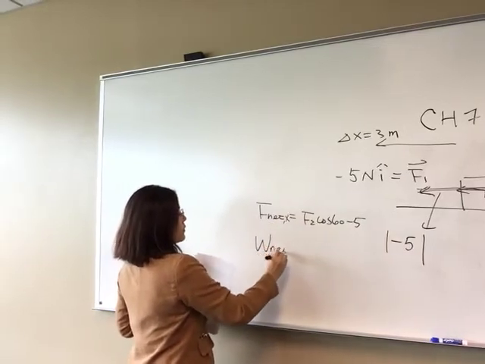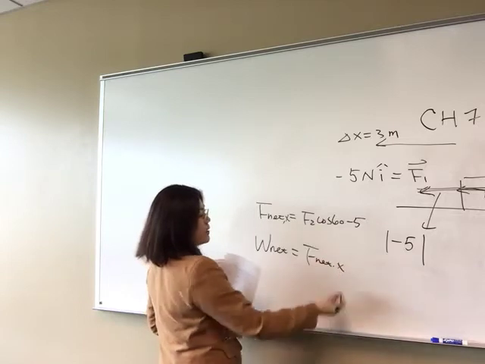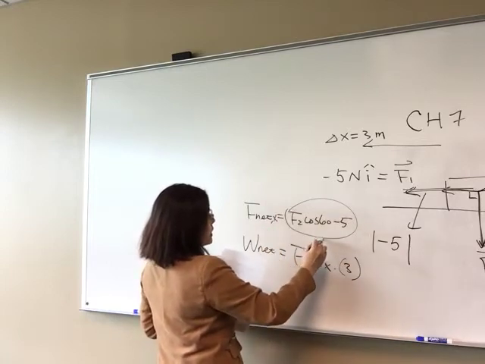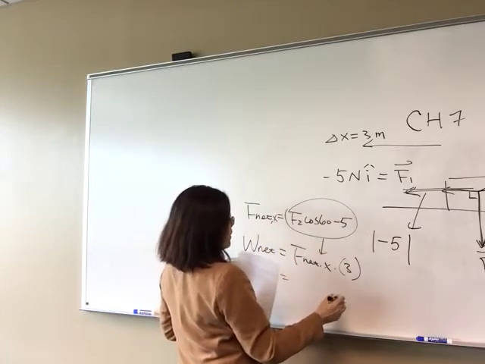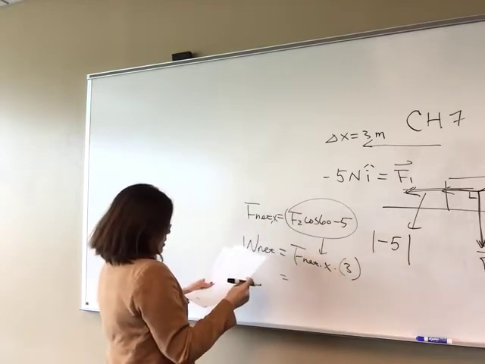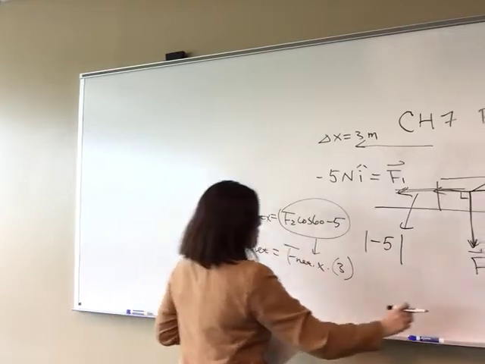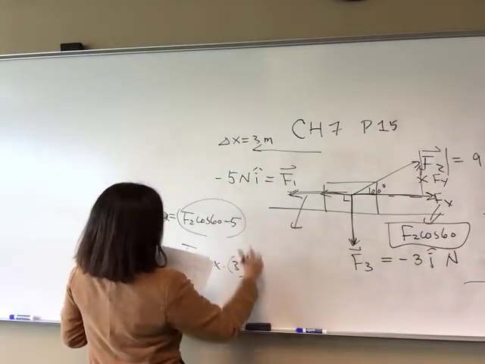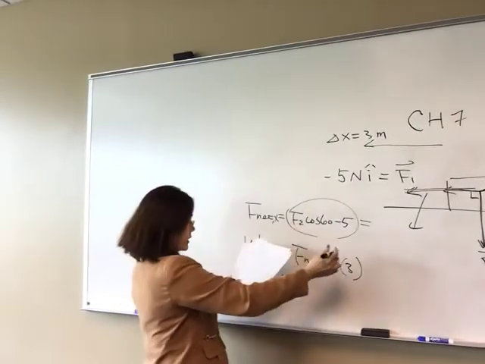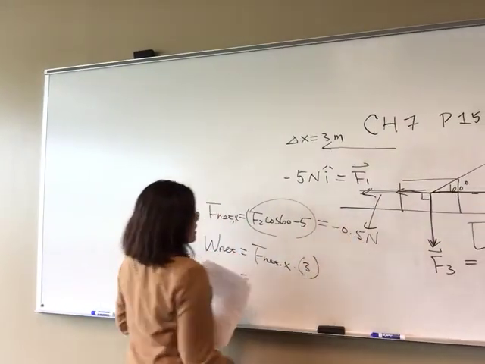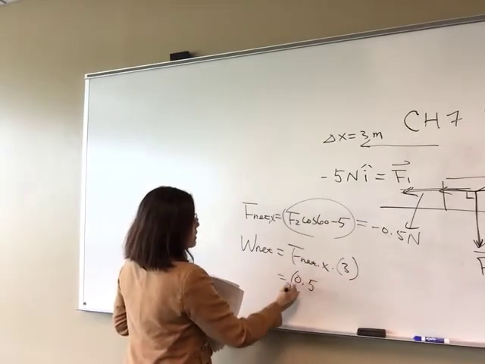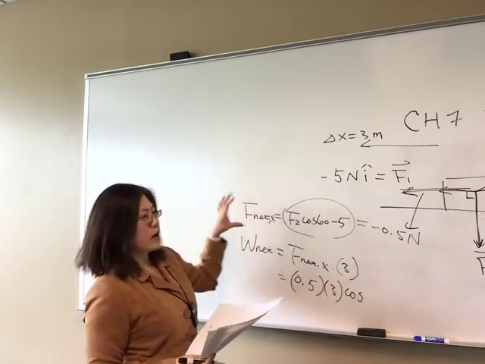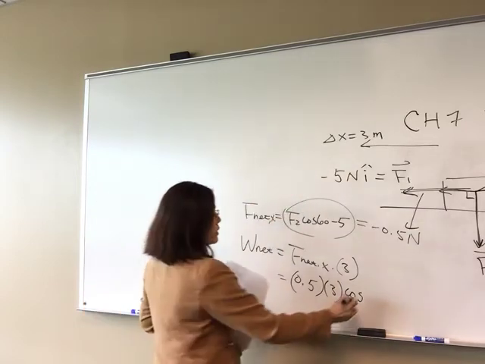So the net work will just be net force in the horizontal direction times the displacement. That is your 3. So I did calculate the net force in the horizontal direction. This gives you negative 0.5 Newton. Okay, so when you apply this, you will have 0.5 again. I'm just using the magnitude times the displacement and then times the cosine of the angle between them. The angle between them, because we assume that it is rightward, they differ by 180 degrees.